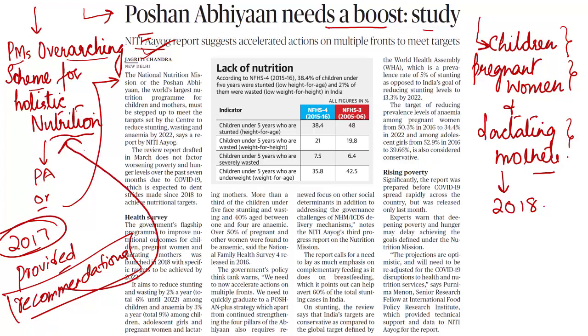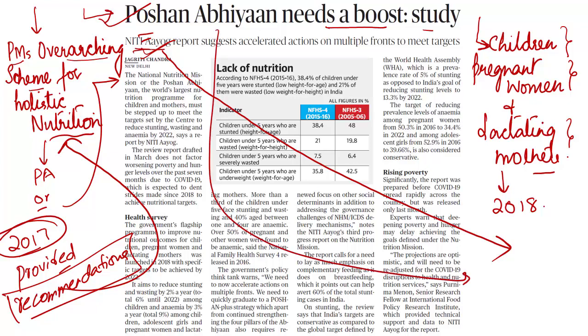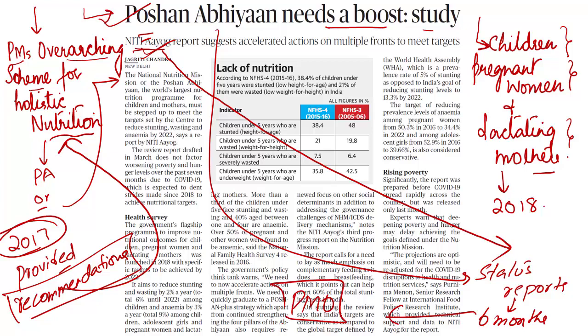And when this Abhiyaan was launched, Niti Aayog was entrusted with the responsibility of monitoring the progress of Poshan Abhiyaan. A very important statement for your examination: under this Poshan Abhiyaan, Niti Aayog is required to submit status reports, and that too after every 6 months. To whom? To the Prime Minister's office, which means the Prime Minister's office is personally monitoring the progress of this program.